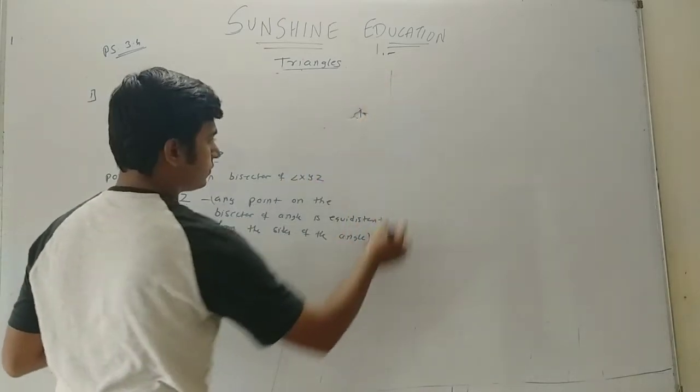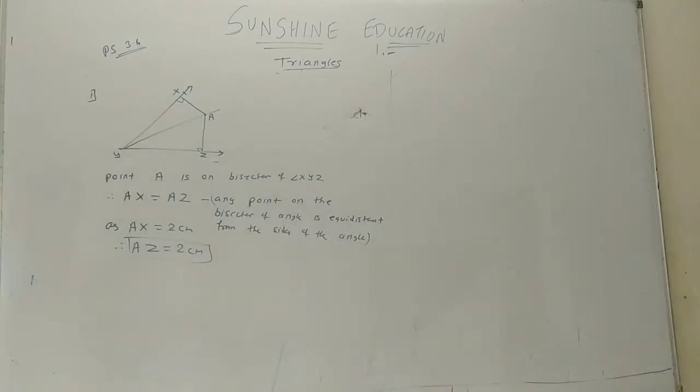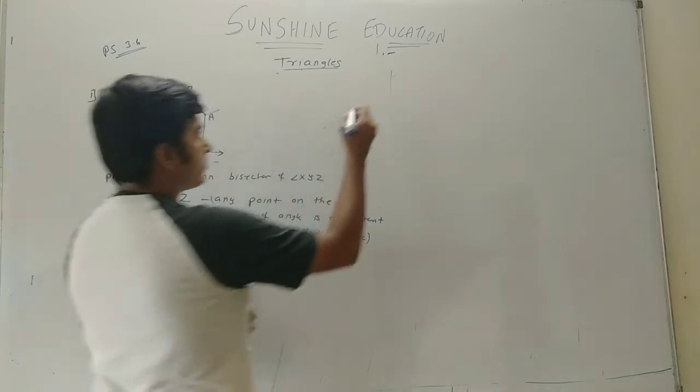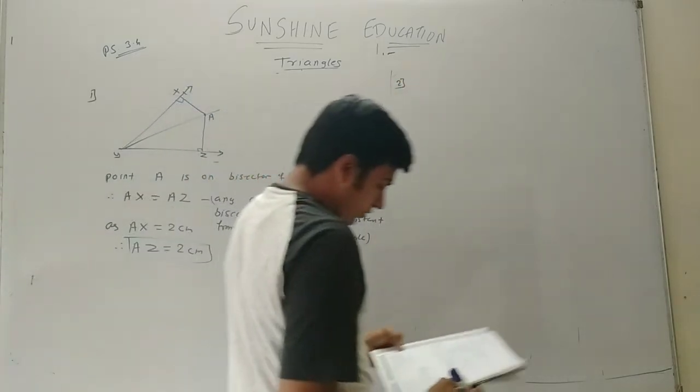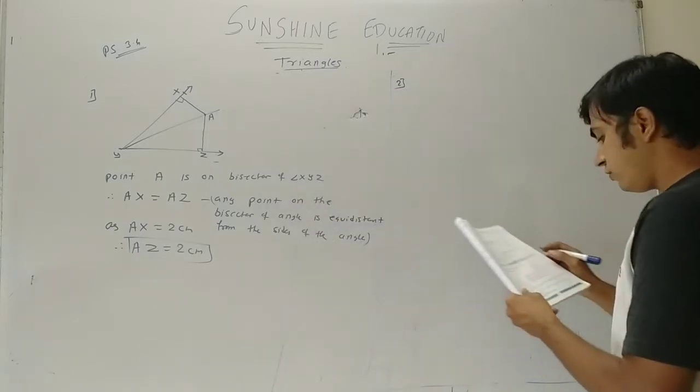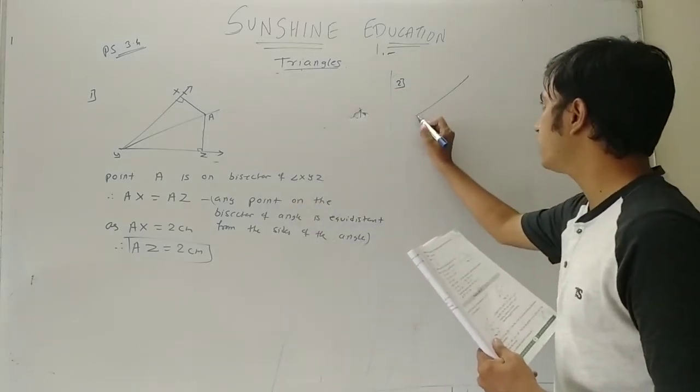Next sum. What is the next sum? In the figure 3.49, we have a diagram like this.